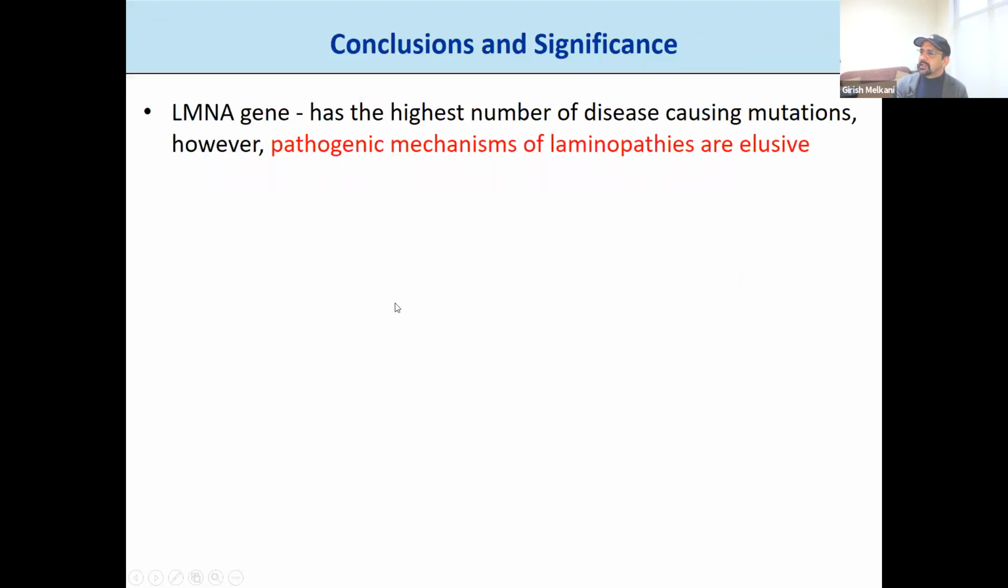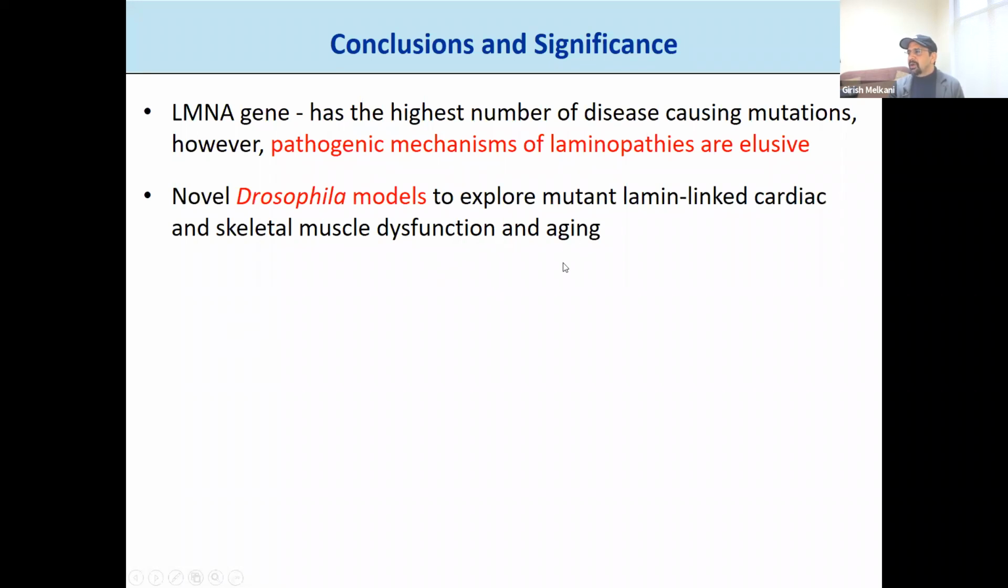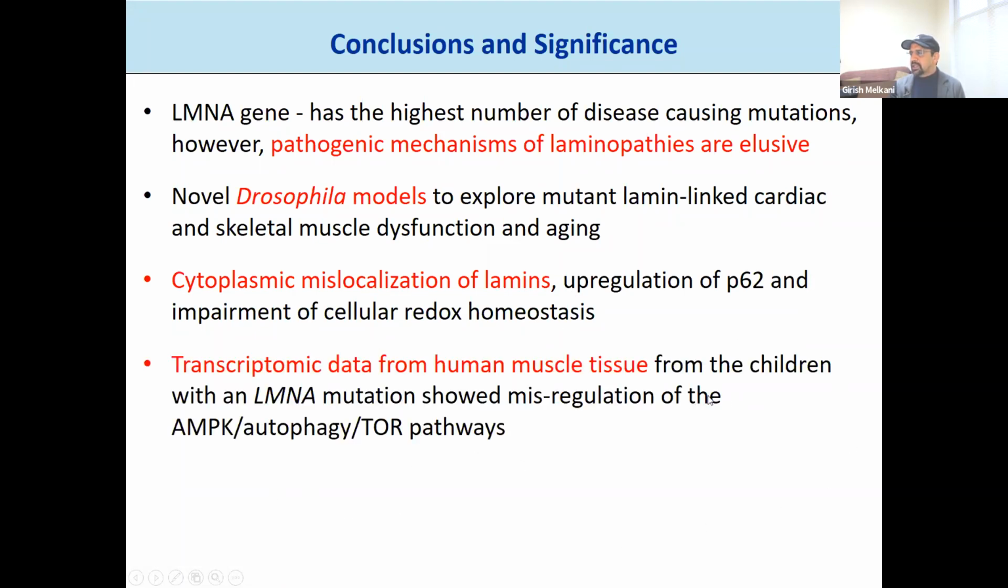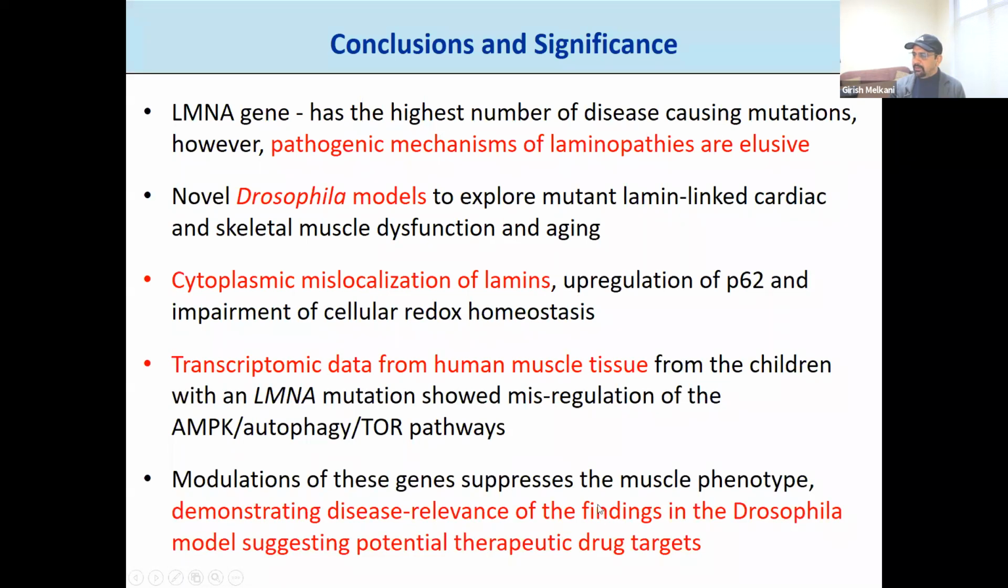So if I want to summarize that section also, this has the highest number of disease-causing mutations, but how does that work? It's a very complex protein to work with. So we are trying to understand, making a model, and then we show a cardiac dysfunction and aging. Then we look at the cytoplasmic mislocalization of lamin, upregulation of P62, and impairment of cellular redox homeostasis. Then the transcriptomics data show misregulation of AMPK, autophagy, and TOR pathway, and then we modulate the gene, and we think it can be used as a potential therapeutic drug target. So we are just testing those hypotheses.